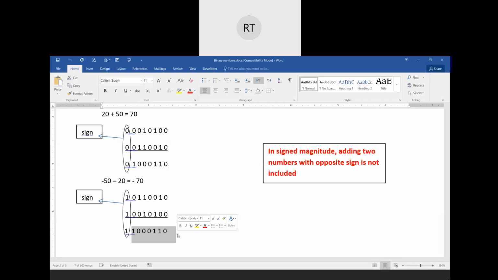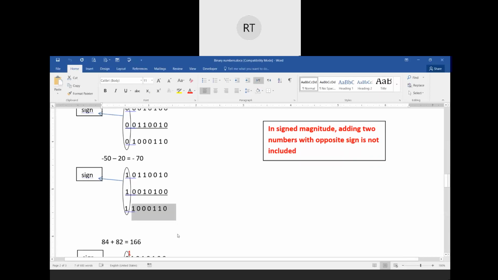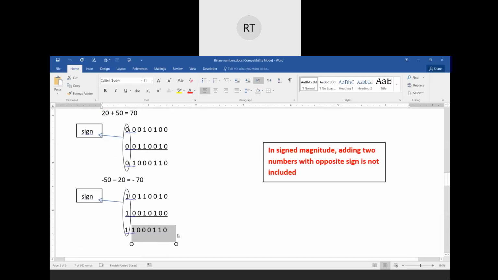No. Again, why? Because the number did not exceed 127, and the sign stays as it is. Very good. So this is the only case where I can use sign magnitude. I have two positive numbers or I have two negative numbers.